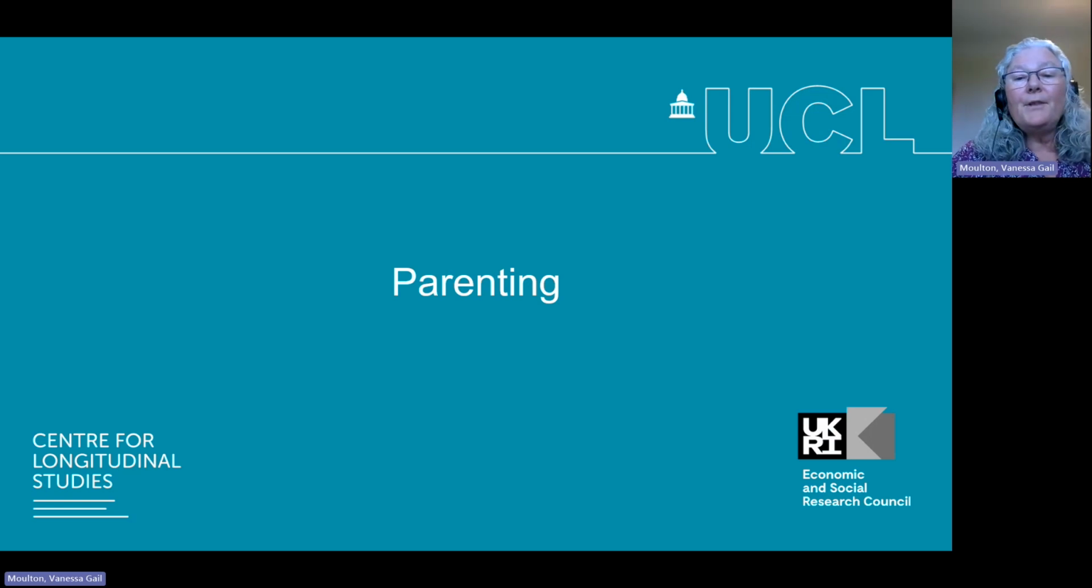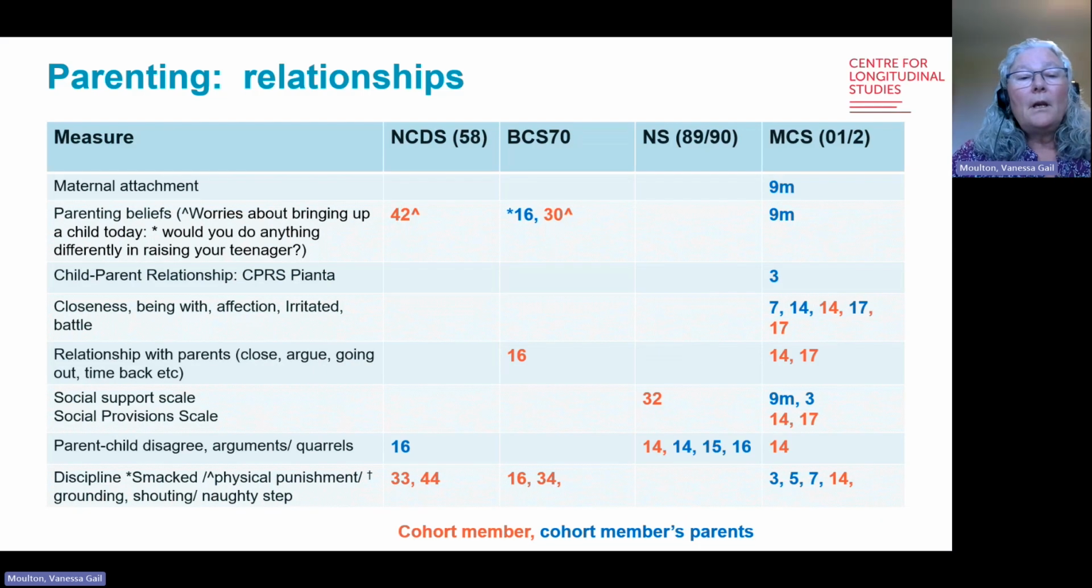So moving on to parenting, there are different facets of parenting, including the relational, joint activities, and health behaviours. So let's have a look at the relational aspect first. This slide shows some of the dimensions of parenting relationships, capturing both cohort members as children and as parents. They include things like attachment, some parenting beliefs. For example, in the BCS 70, age 16, the cohort members' parents were asked if they would do anything differently in raising a teenager. We have questions on closeness of the relationship between the parent and the child and frequency of arguing with the child, as well as discipline styles, including use of physical punishment.